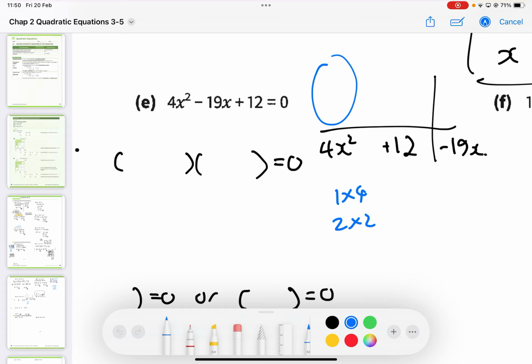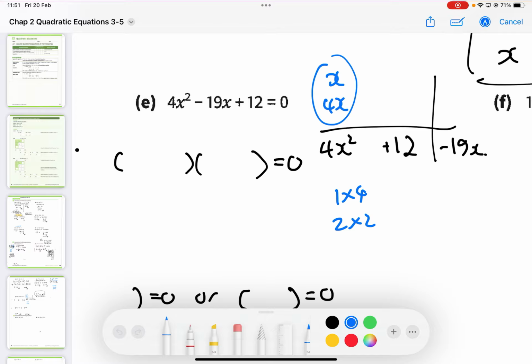It can only be x and 4x. Because with 2 and 2, once I cross, every number will be even. Even numbers added up will be even. Even numbers minus also even. Okay? So here must be 1 and 4. 1x and 4x. Yeah.